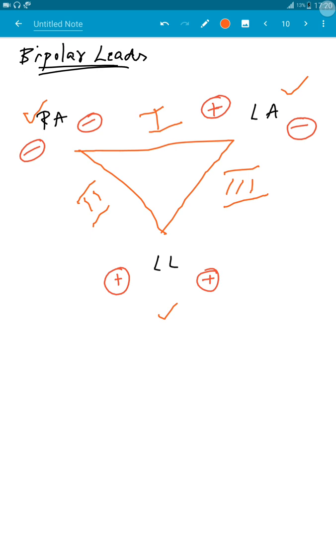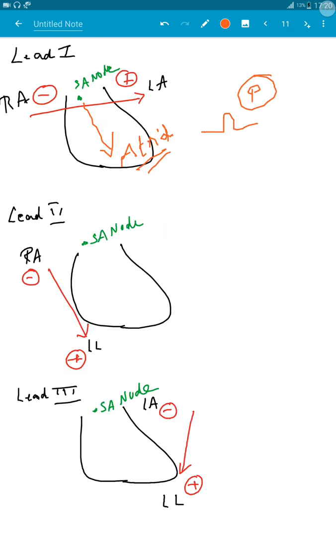So in lead 1, there will be some positive deflection of P wave. Then in lead 2, right upper limb and left lower limb, from the SA node the atria get depolarized in this direction. It is parallel. If there is parallel, there will be maximum deflection. This is minimum. This is a little bit higher than the lead 1 P wave.